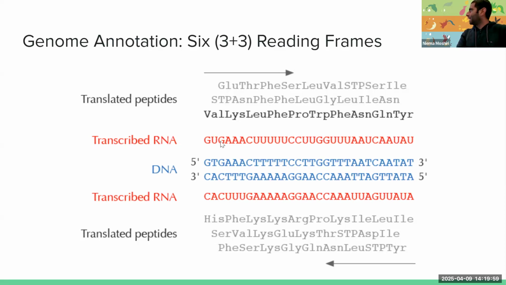And then I could do the same exact thing starting from the third letter. So what if it's not the first letter that I'm starting with, not the second letter? What if I'm starting with the third letter and then going one by one by one? So GAA codes for this amino acid, ACU codes for this amino acid, and kind of do all of those translations. So in other words, let me brute force every single translation on this strand.